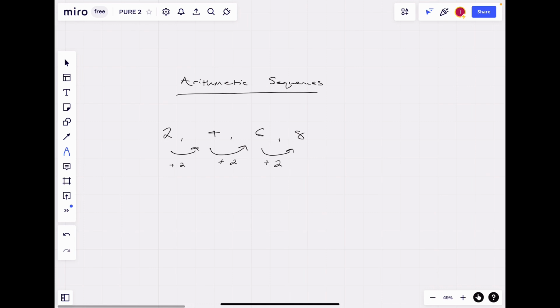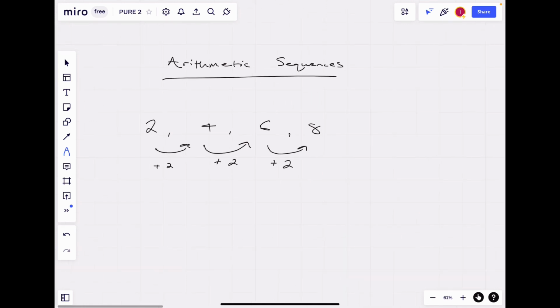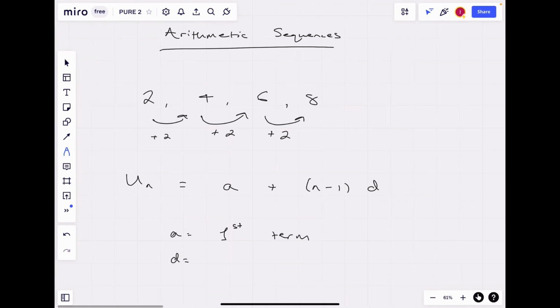Now, from here, in GCSEs, you would have had to work out the nth term, right? And there was a certain process, certain method you had to follow depending on what your teacher taught you. In A level, there is a formula to work out the nth term. The formula looks something like this. Un equals a plus (n minus 1)d, where a is the first term and d is the common difference.